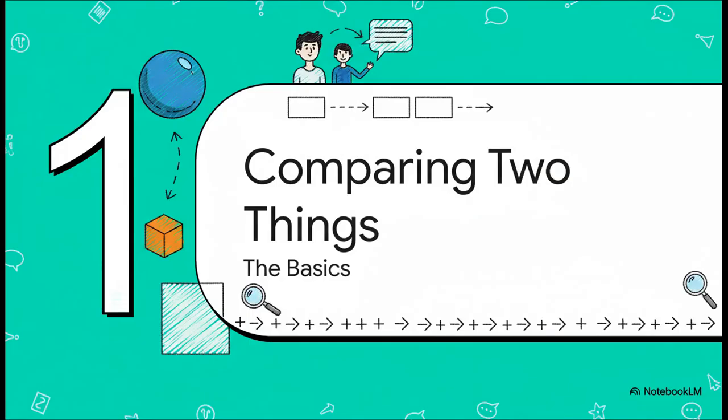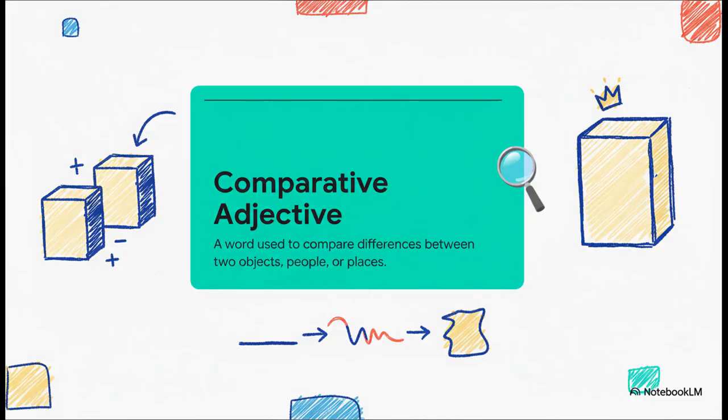Okay, first things first. Let's start with the most basic kind of comparison you can make, pitting just two things against each other, head to head. So, the fancy term for this is a comparative adjective. But really, the name tells you everything you need to know. Its whole job is to compare the differences between two and only two things.